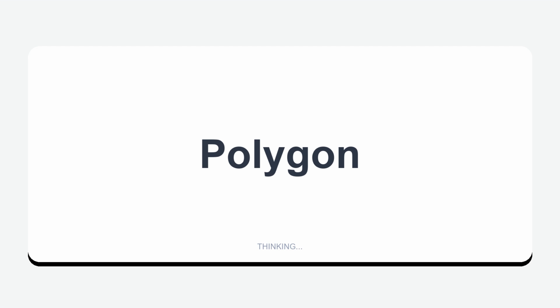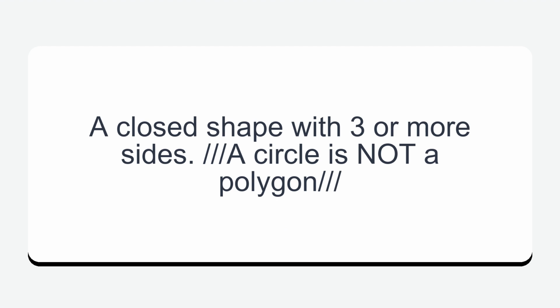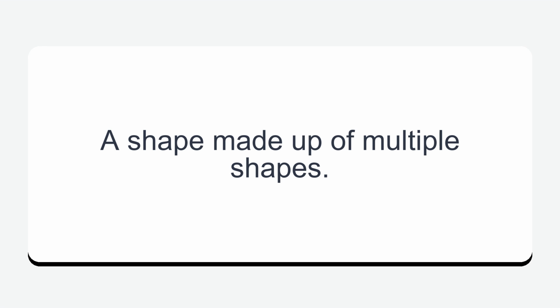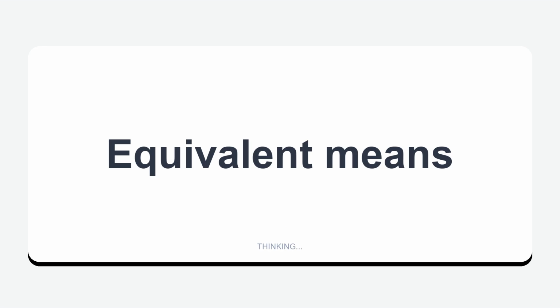Polygon. A closed shape with three or more sides. A circle is not a polygon. Combined shapes. A shape made up of multiple shapes. Equivalent means equal to.